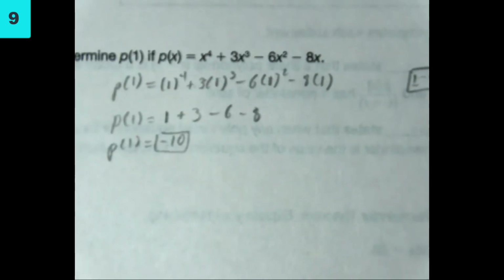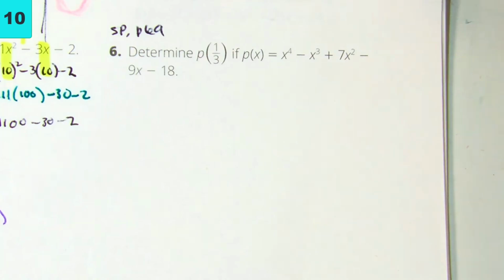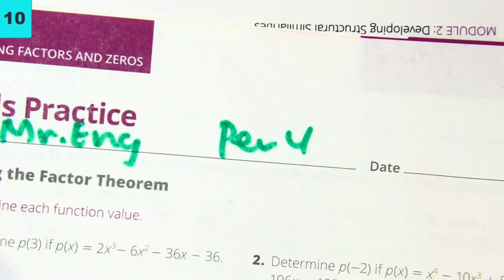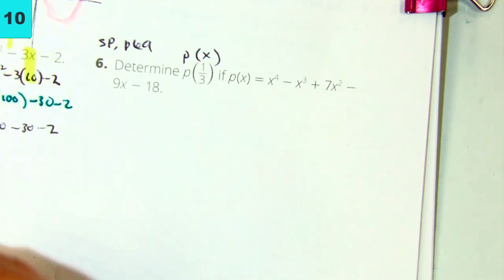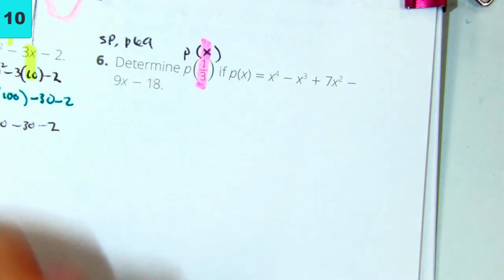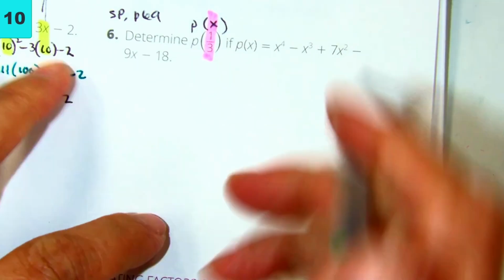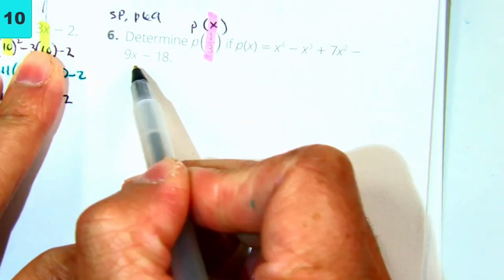Now let's check the last one here. And we get the same thing, right? Raise your hand if you got negative 10. Good. Determine each function value. We learned on Friday that if you put p of x right above this, you'll see that your x value is going to be 1/3. Now, I'm going to write this problem out again because it got kind of cut off into the next line.